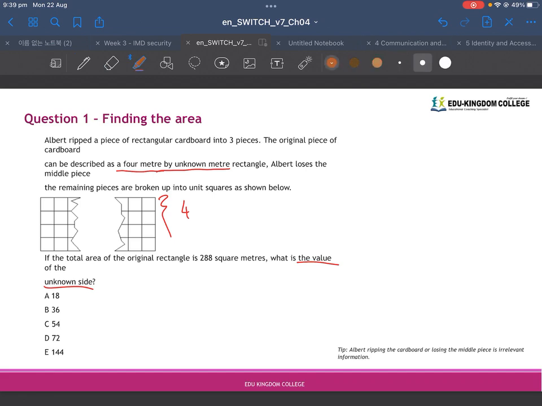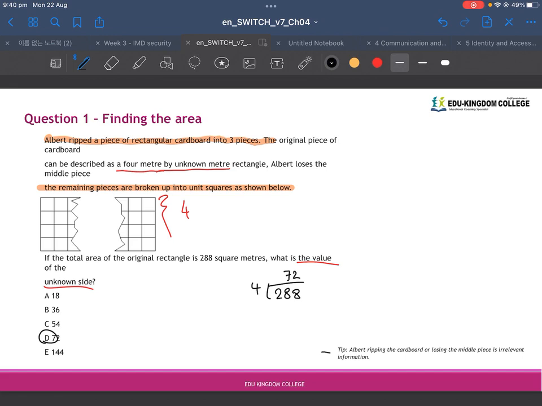So in fact, we don't need to know whether the remaining pieces are broken up. We also don't need to know that Albert ripped a piece of rectangular cardboard into 3 pieces. We don't need to know that either. In fact, we only need the second line, that it's a 4 meter by an unknown rectangle. So, if we solve the question, 288 divided by 4 would give us the other side, because area is length times width, and that would just be 72. So your answer is D. Okay?